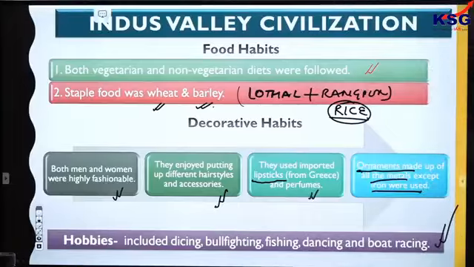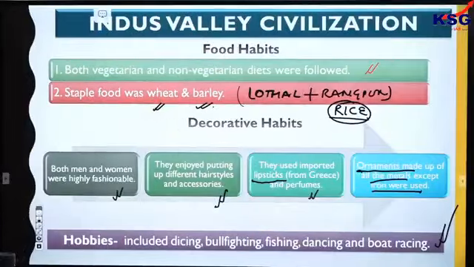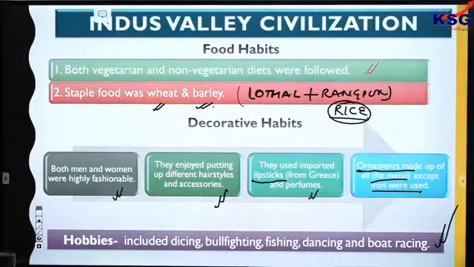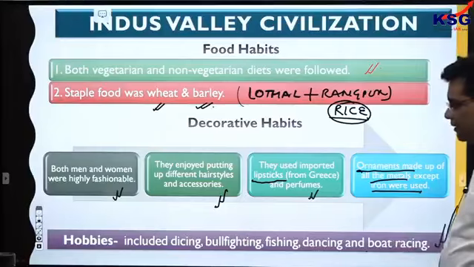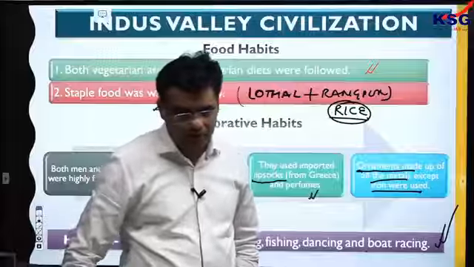So they had a very excellent dressing sense. Both men and women were highly fashionable. They enjoyed putting on different hairstyles, like today you put gel to make spikes. They used imported lipsticks and perfumes. Ornaments, every kind of ornament. Except iron, they knew almost all the metals. And dicing, bullfighting, fishing, dancing, boat racing, all are there, the perfect hobbies for them.